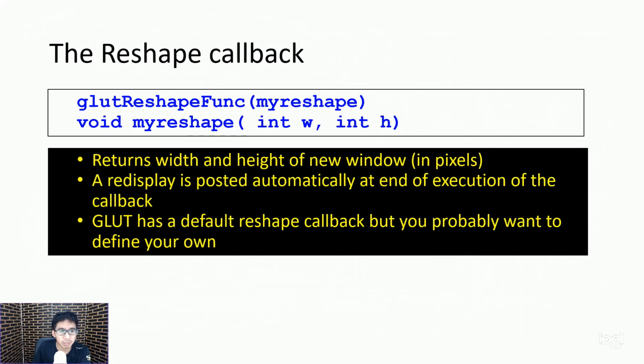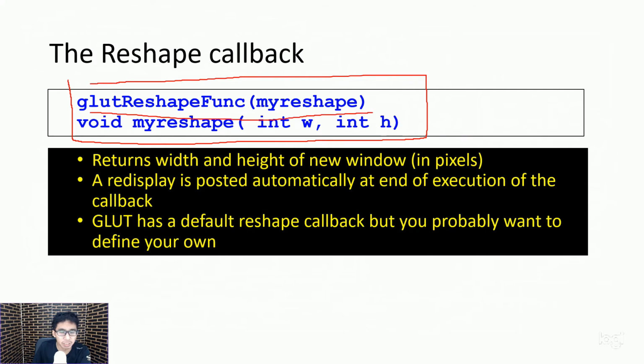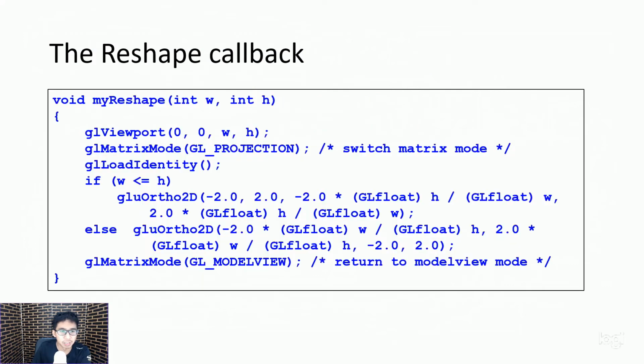So in OpenGL, most probably we look upon this function, the GLUT reshape function. We call it in the main function, and then in my reshape function, which is this one, void my reshape, is where we declare our reshape function. Okay, for example, this one is an example. I have put it in the lab sheet.